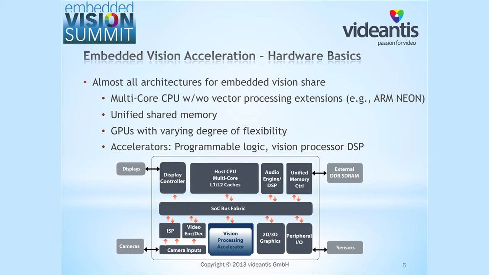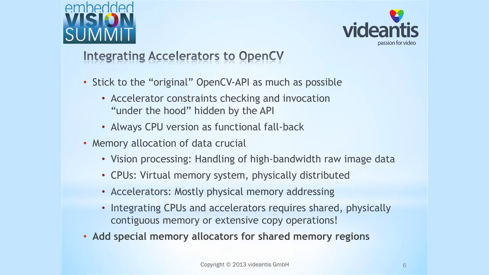So how can we integrate these accelerators into OpenCV? Our decision to lower the bar for application programmers was to stick to the original OpenCV API as much as possible, so no proprietary API. What we actually did was that we do the accelerator constraints checking and invocation under the hood, hidden by the API. The application programmer only sees the OpenCV API, and all technicalities about how the accelerator is accessed are hidden in the optimized library. With constraints checking, I mean that usually on programmable accelerators, you only support a subset of the operations that OpenCV can do.